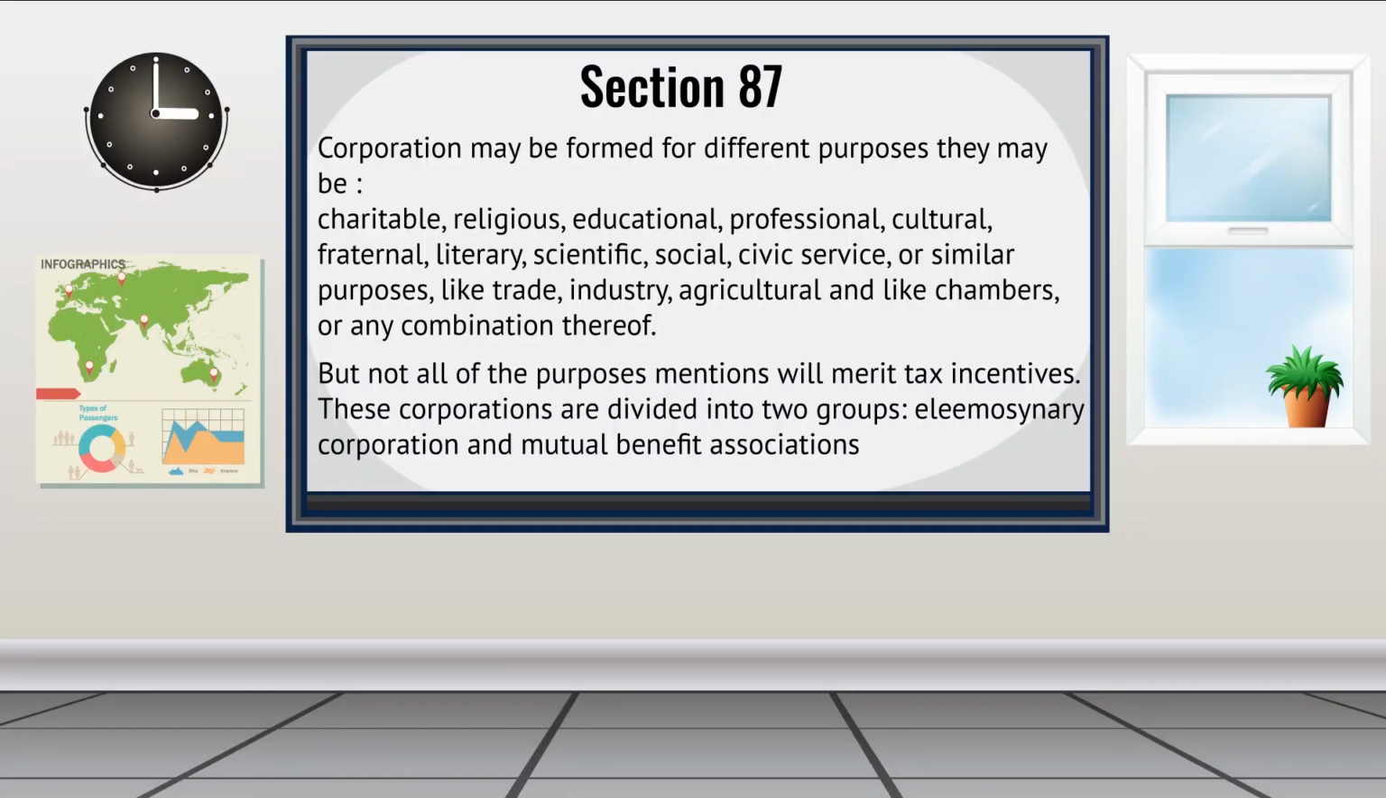Section 87. In Section 87, corporations may be formed for different purposes. They may be charitable, religious, educational, professional, cultural, fraternal, literary, scientific, social, civic service, or similar purposes, like trade, industry, agricultural and like chambers, or any combination thereof. But not all of the purposes mentioned will merit tax incentives. These corporations are divided into two groups, eleemosynary corporations and mutual benefit associations.